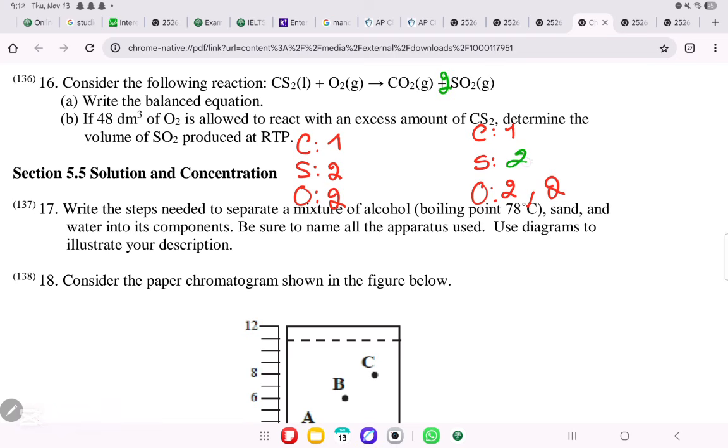And what happens to this oxygen? It will be multiplied by 2, so it's now 4. 4 times 2 is how much? Is 6. So how do I make this into 6? I'll multiply it by 3. So this is my balanced equation.